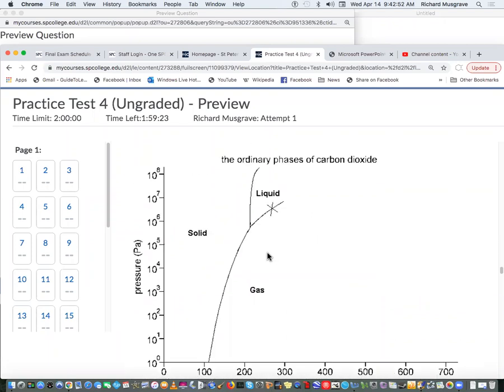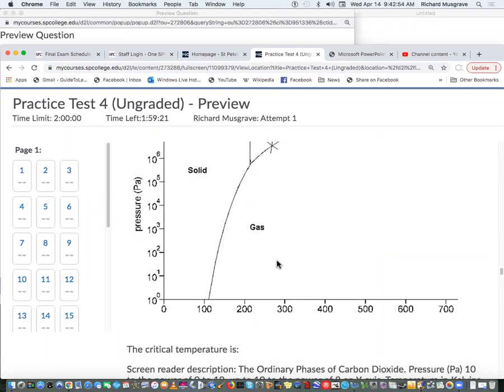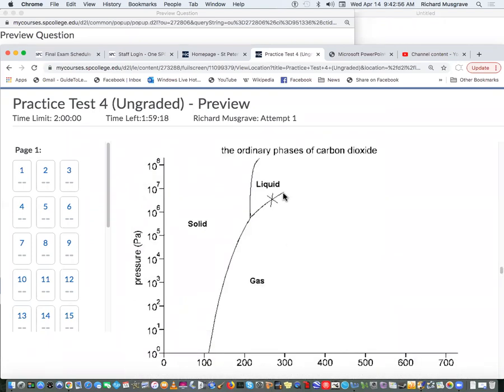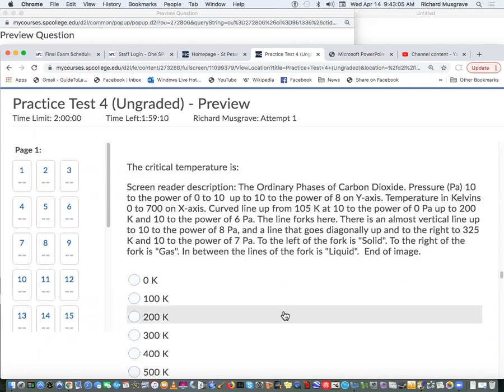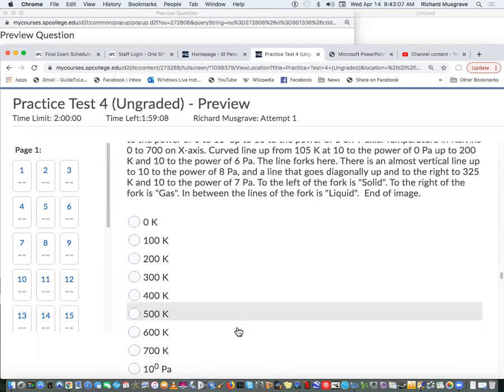So the first question here is the critical temperature. The critical temperature is the end of the liquid-gas phase line, and you'll see it's going to be about 300. Well, I actually don't have units on that. I should have units. It'd be 300 Kelvin would be the answer to that one.